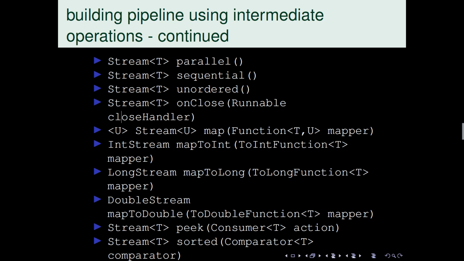Sorted. After this point onwards, the elements which come out will be in sorted order. Now the sorted method will convert your stream into a sequential one if it was not sequential. Sorted is definitely making it sequential.